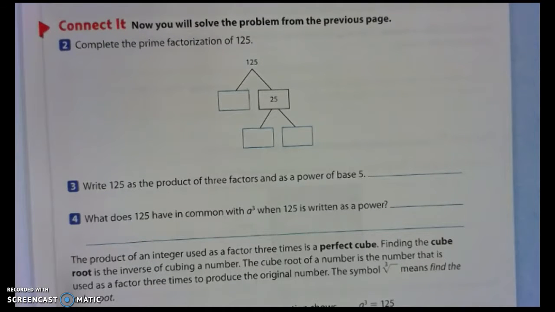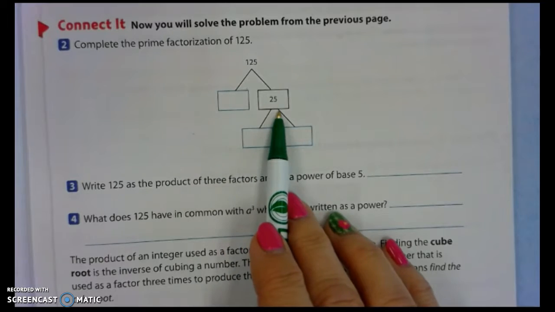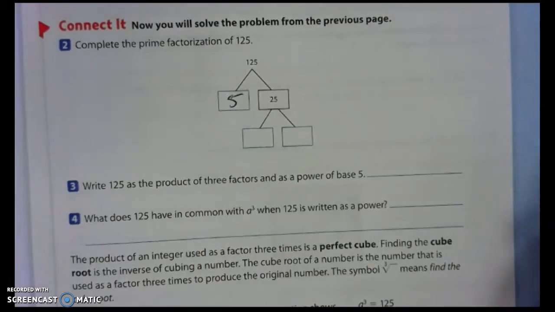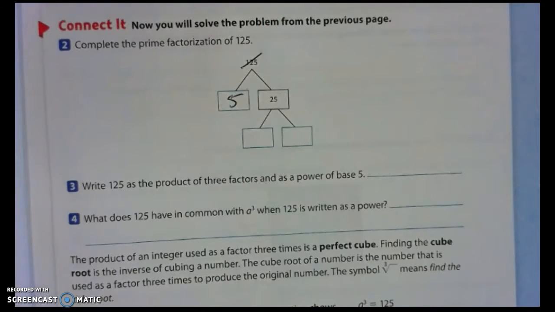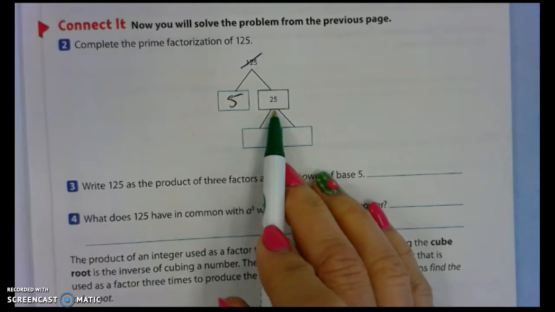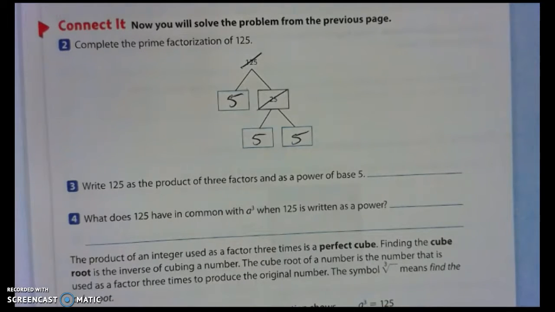Number 2 says complete the prime factorization of 125. We did this in the video. They filled part of it in. What number times 25 makes 125? Well, that number is 5. Remember that once you factor it, it is no longer a part of the factors. Now, 5 is a prime number, 25 is not. We need its factors, and they are 5 times 5, which gets rid of the 25.